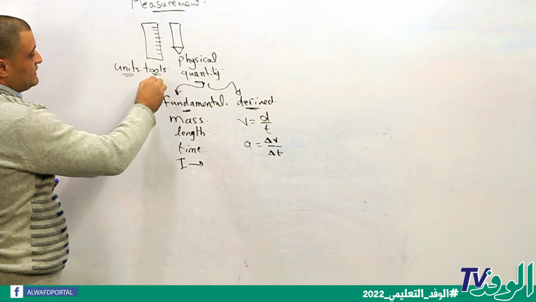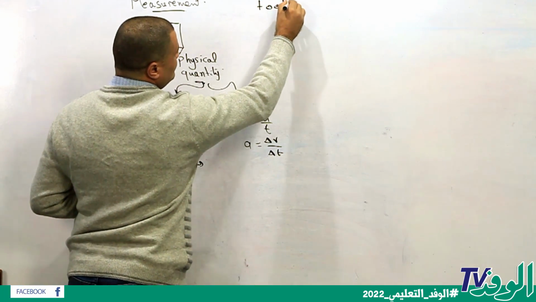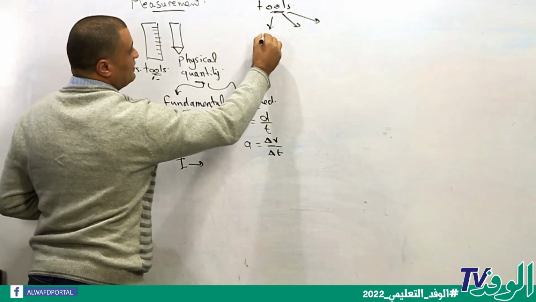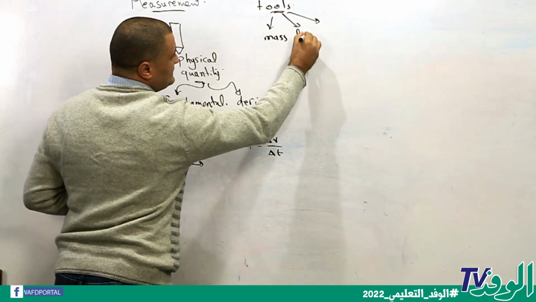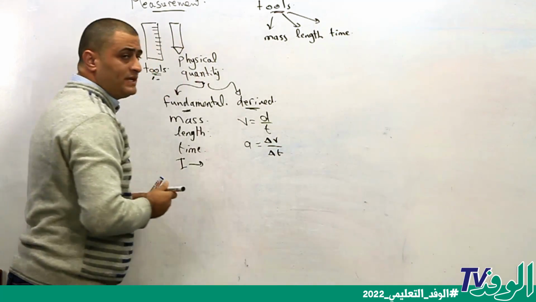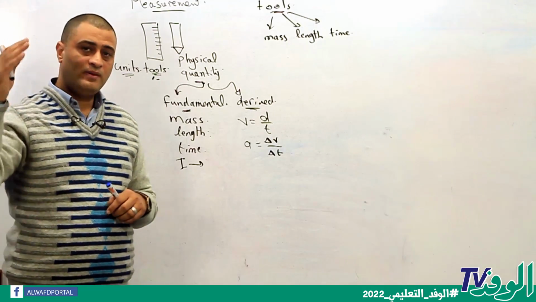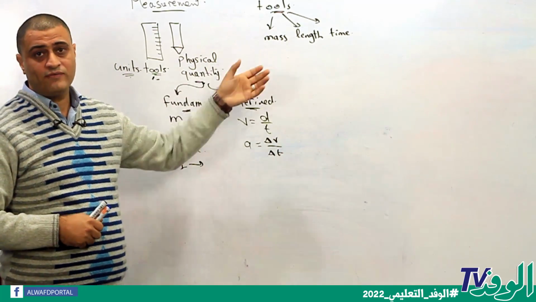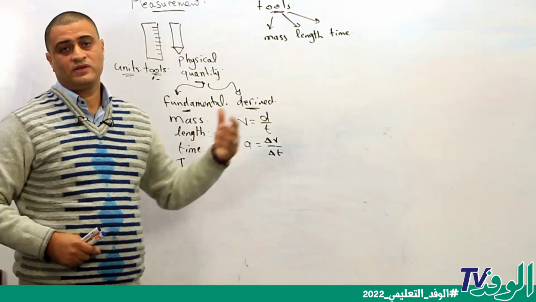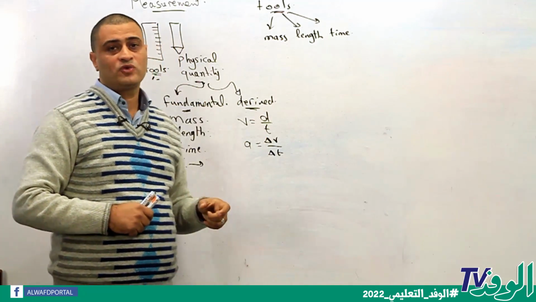Number two, we will discuss the tools. We have tools for mass, length, and time. Firstly, for mass, the tools begin from Roman scales, and till now we have the digital balance. Number two, in the length, from the arm as the tool to measure length, till now we have the vernier caliper and micrometer.